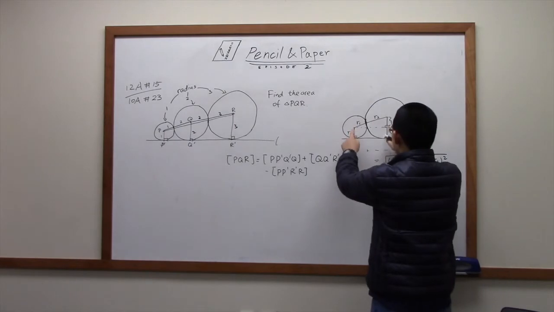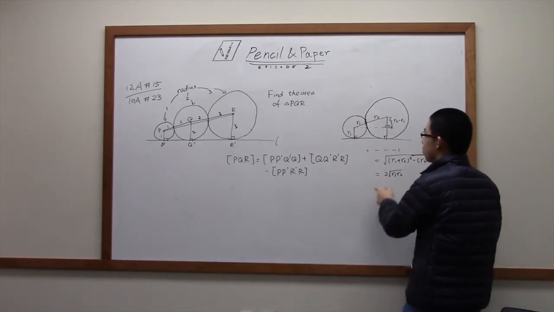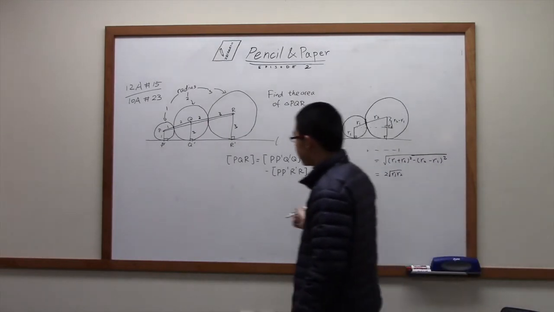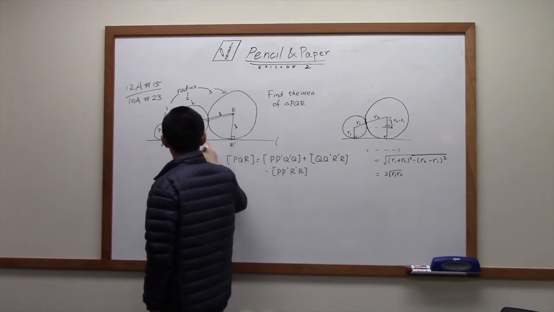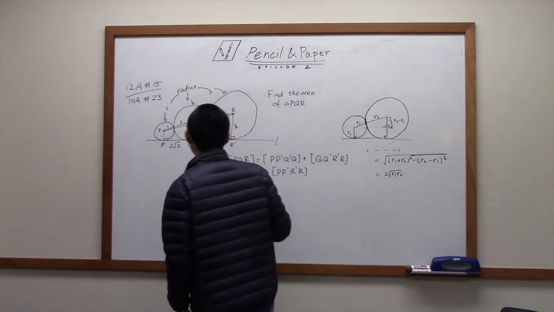And since the dotted line is the same as the length of the common tangent, we find a formula that we can use to compute P prime Q prime and Q prime R prime. So plug this in. This is 2 times the square root of 1 times 2, so it's 2 square root of 2. This is 2 times the square root of 2 times 3, so it's 2 times square root of 6.